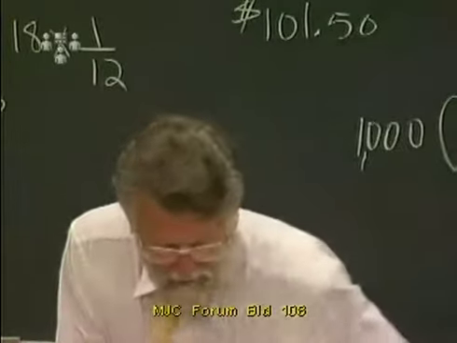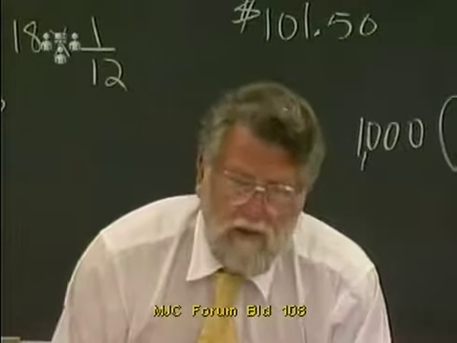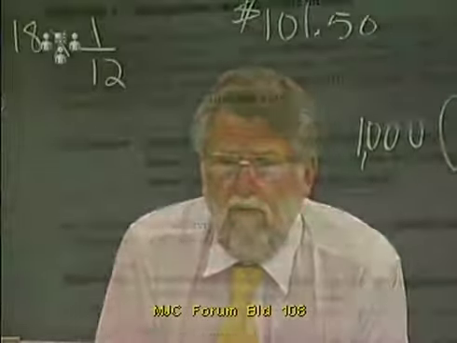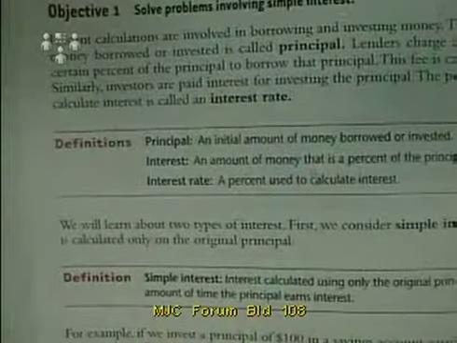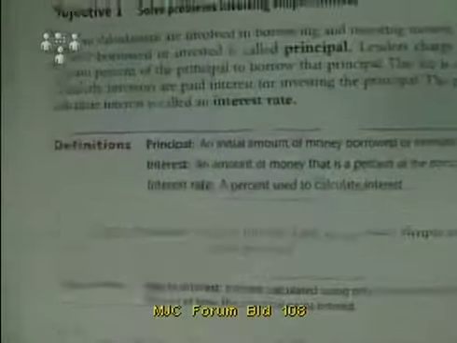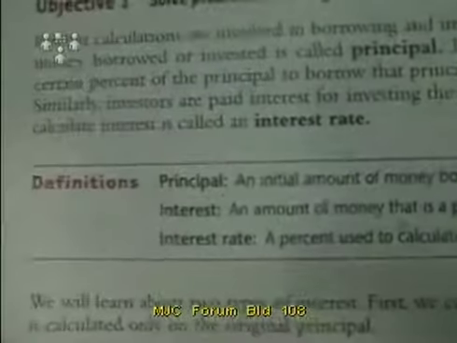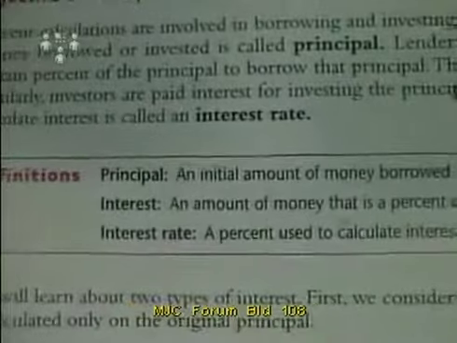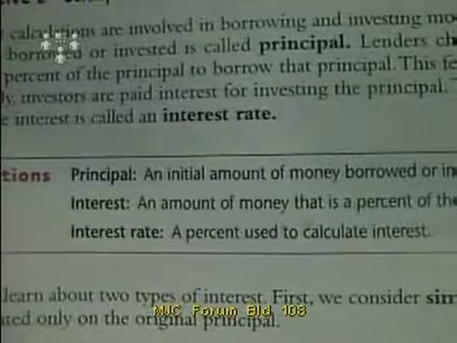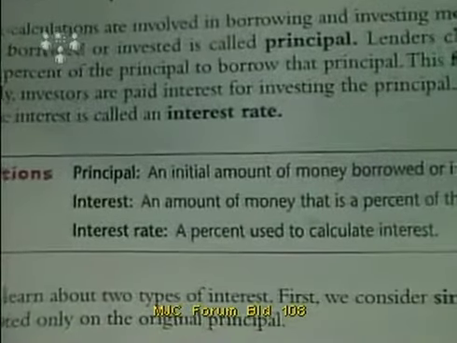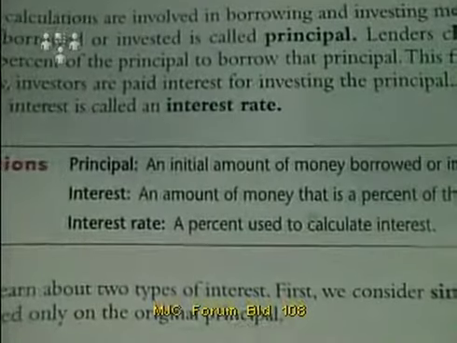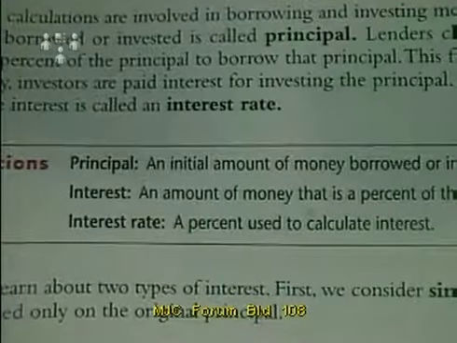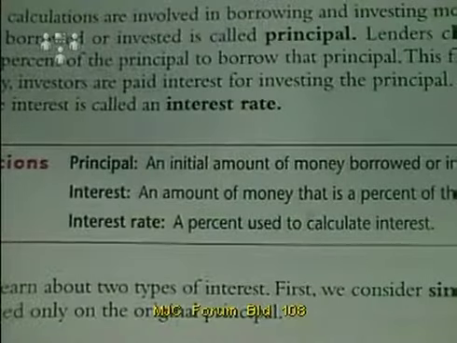So what I'd like to do now is look at what's done in the text to put this in focus, if you will. The first point being, we have a definition for principal. Okay, this is something we've talked about before. The initial amount of money. And of course the interest, the money that is a percent of the principal that you either pay or get paid, and the interest rate is used to calculate the interest. The PRT is the formula we use.